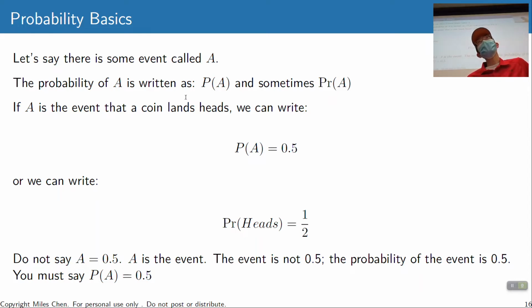And so if we say A is the event that the coin lands heads, we write the probability of A is equal to 0.5, okay? We can also write the probability of heads is equal to 1/2, right? What's important is we don't say A is equal to 0.5 because A is the event. The event itself is not 0.5. It is the probability of the event that's 0.5, okay? We can't say heads is equal to 0.5. We say the probability that the coin lands heads is 0.5. The event is not the number here, okay? So you must say probability of A is equal to 0.5.